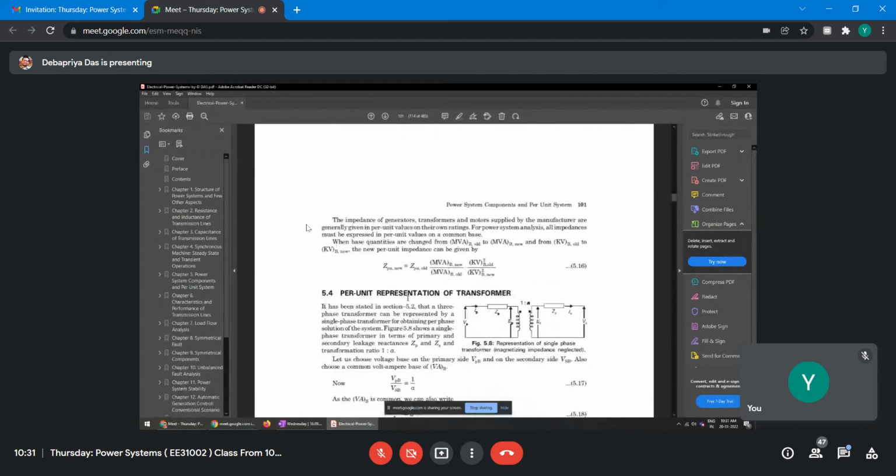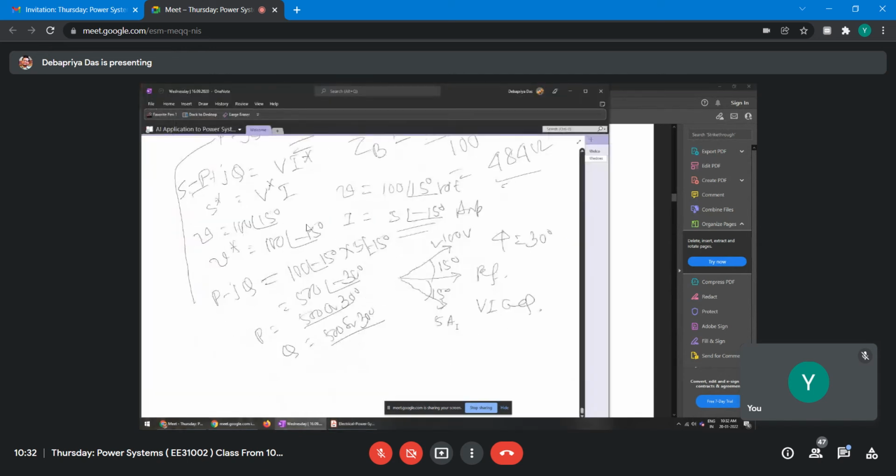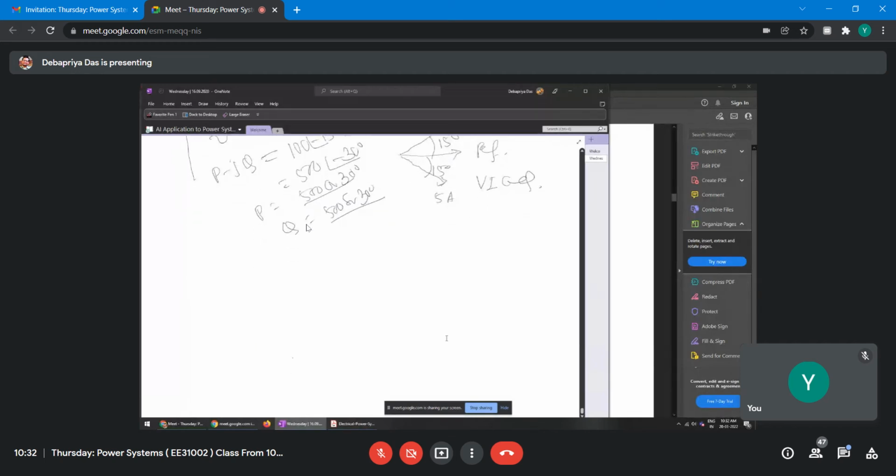Now, another thing is this formula, Z pu new, Z pu old, and so on, whatever formula is given. For some quantities, suppose something is given, for example ZB is given as 0.1 per unit.